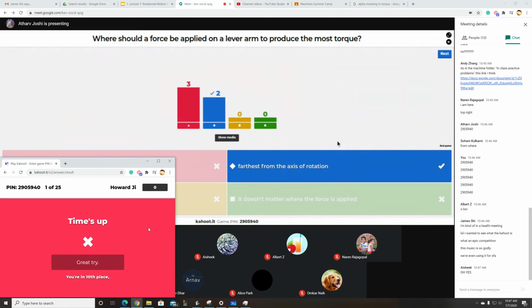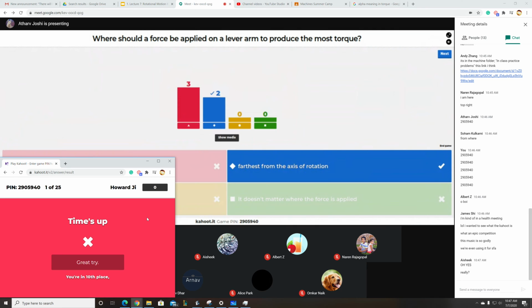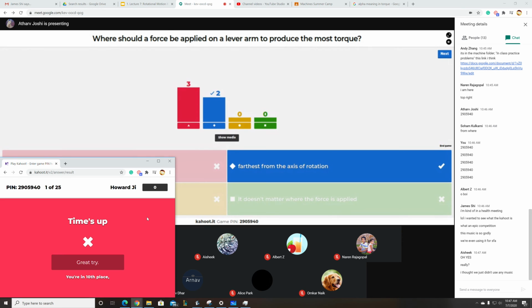Guys, remember the formula for torque, it's force times radius times sine of theta. So if the radius is larger, farther from the axis of rotation, that means the torque will be greater. Closer to the axis of rotation just means that the radius will be smaller.